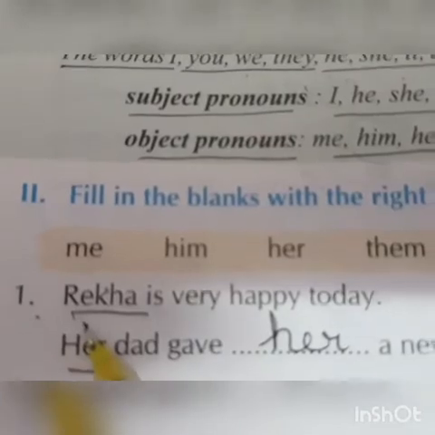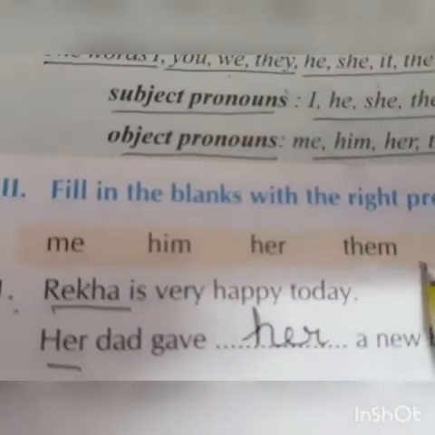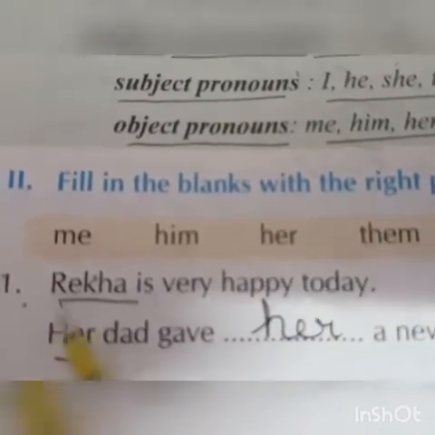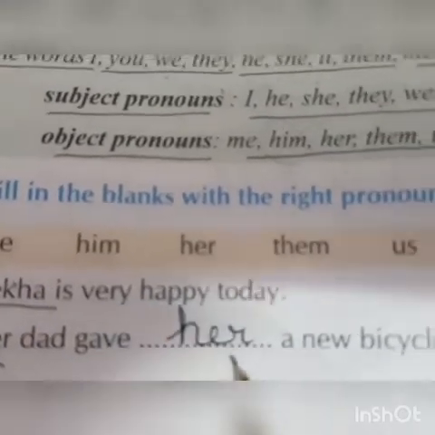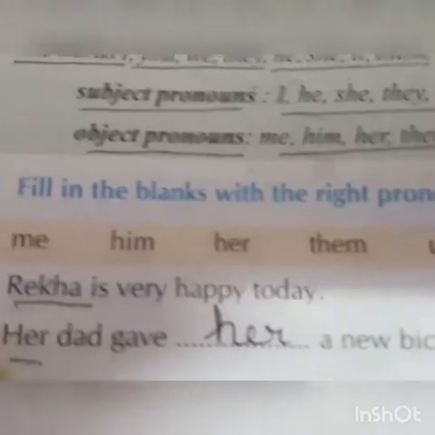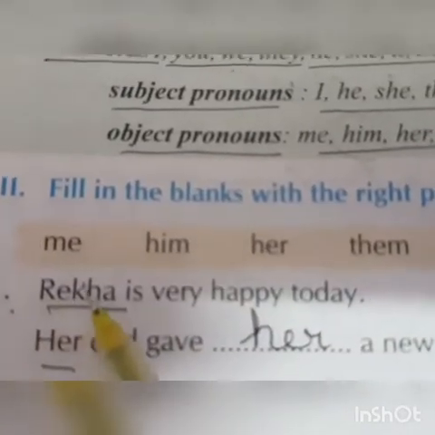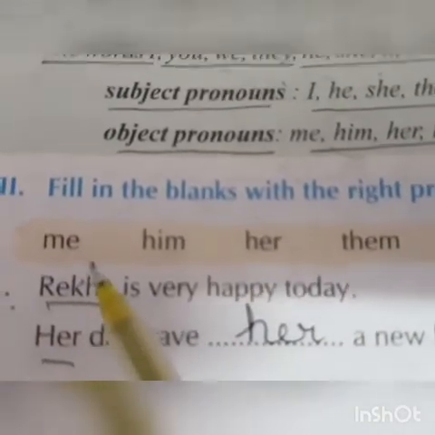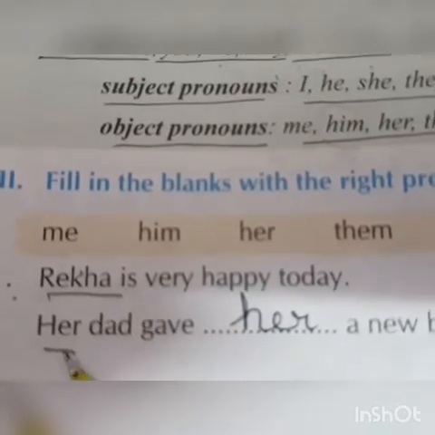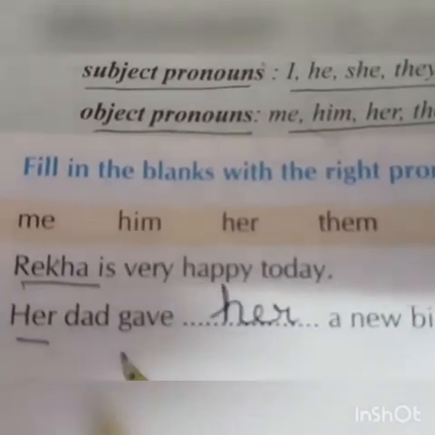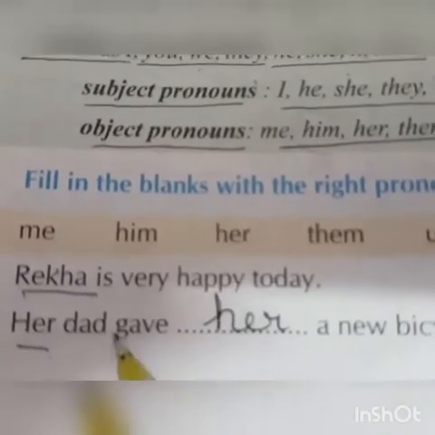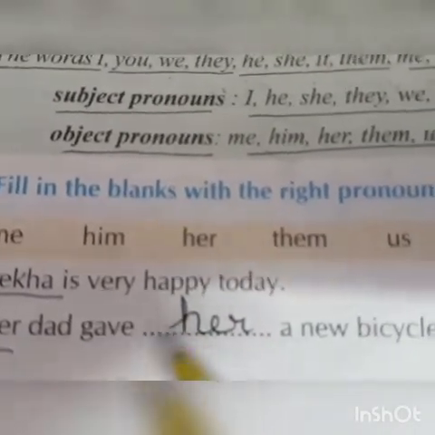Now first is Rekha is very happy today. Now in place of Rekha, what is written? Her. So this is the pronoun. Her dad gave her a new bicycle. So what is written here? Instead of Rekha, the name of Rekha has been taken away by the pronoun her. And here also in the blank what we have written? Her dad gave her. उसके पापा ने उसको, तो उसको के लिए क्या यूज किया हमने? her यूज किया. Gave a bicycle.